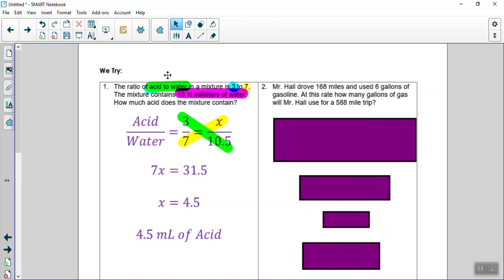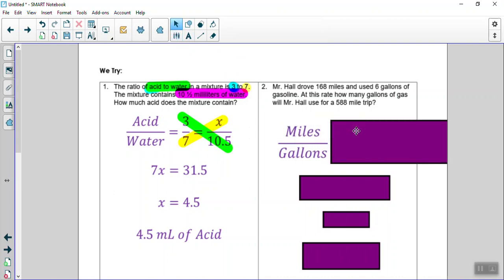Okay, let's try another one. Here we're looking at Mr. Hall, and he drove 168 miles and used 6 gallons of gasoline. At this rate, how many gallons of gas will Mr. Hall use for a 588-mile trip? Our two things that we're comparing are miles and gallons. First we know it's 168 miles over 6 gallons, so we're going to put gallons in the bottom and miles on top.